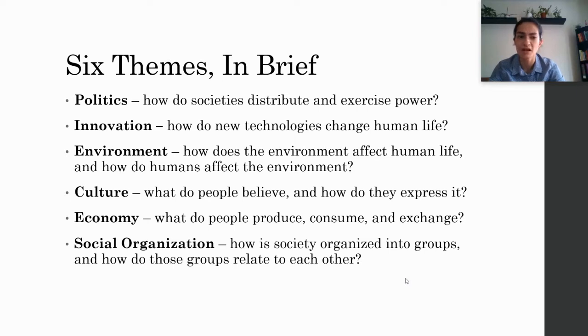Those are the six themes. PIECES is the way that we remember them. You will memorize these involuntarily, but I'd recommend getting started sooner rather than later. Now let's look at some examples.